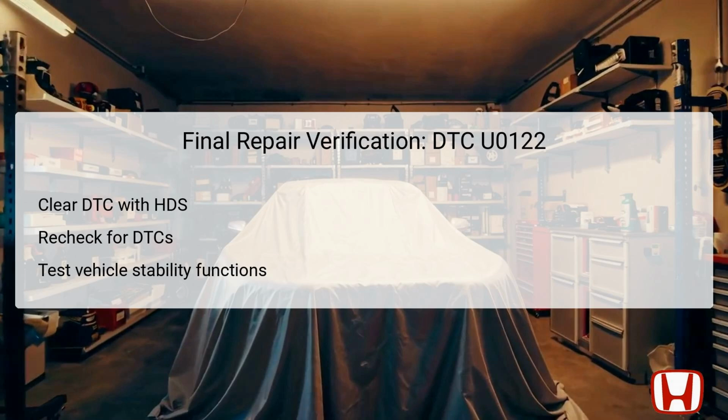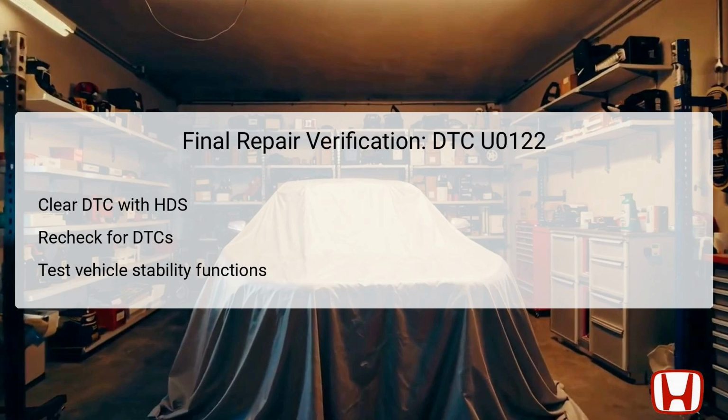After completing necessary repairs, it's crucial to conduct a final verification for DTC U0122. This involves using the Honda Diagnostic System, HDS, to clear any stored DTCs. Once cleared, the technician should recheck for the presence of any DTCs to ensure that the initial issue has been fully resolved.